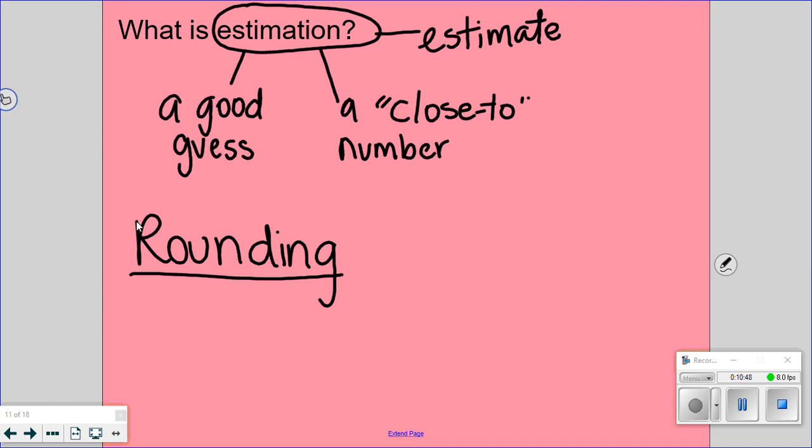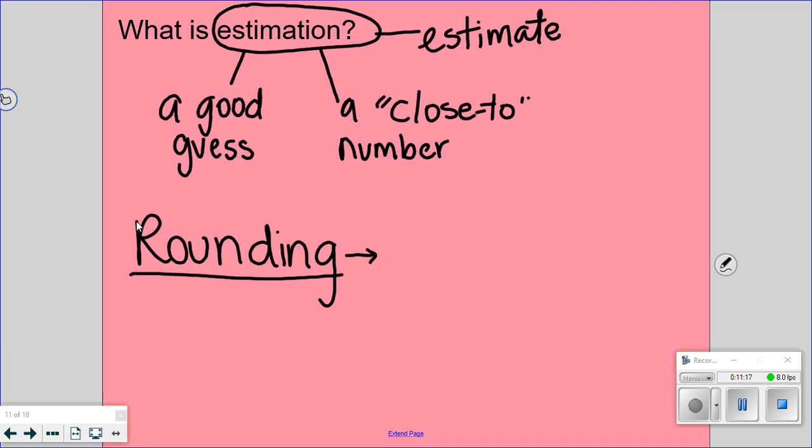There are more ways to do it. We'll talk about some of the different ways, but the big one for 3rd grade is rounding. Yes. What does rounding mean? Rounding means like rounding up to the nearest 10. Like if I was at 6, then I would say it rounds up to the nearest 10, it rounds up to 10.